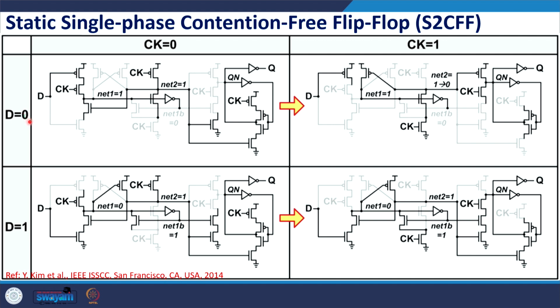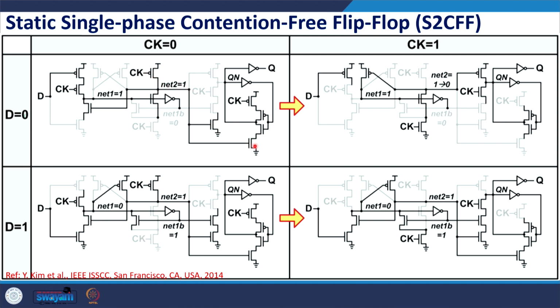When data D is 0 and clock is 0, this transistor is on, this is also on because D is 0, and this net we call net 1, this is net 2. So, net 1 is at VDD, or logic state 1. That would cause net 1B to be at logic state 0. And what about net 2? Because of this clock, net 2 is precharged to VDD. When clock is 0, because of this transistor, net 2 is precharged to VDD.